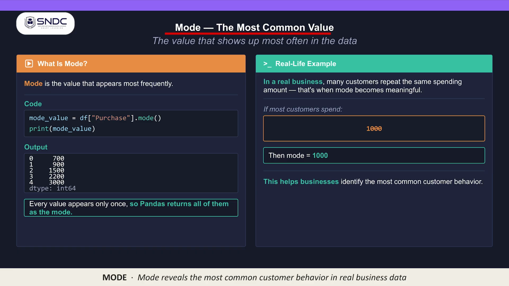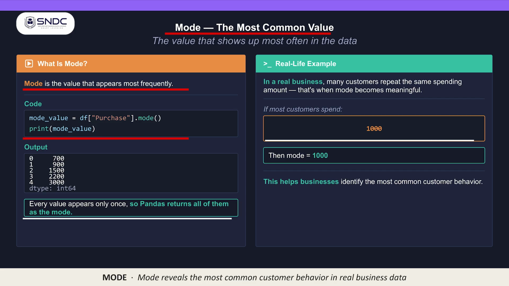Mode, most common value. Now let's talk about the mode. The mode is the value that appears most frequently. In our small dataset, every purchase amount appears only once. That's why pandas returns every value as a mode. In a real business scenario, if most customers spend exactly 1,000 dirhams, then the mode would be 1,000. This helps businesses identify the most common customer behavior.